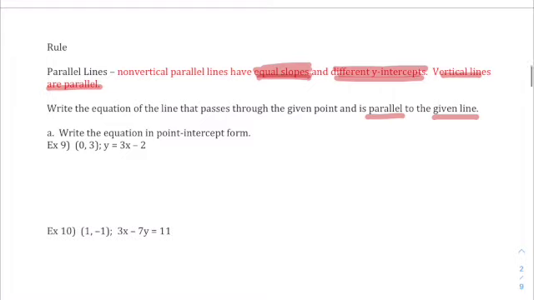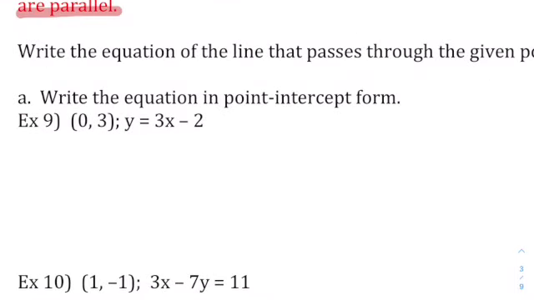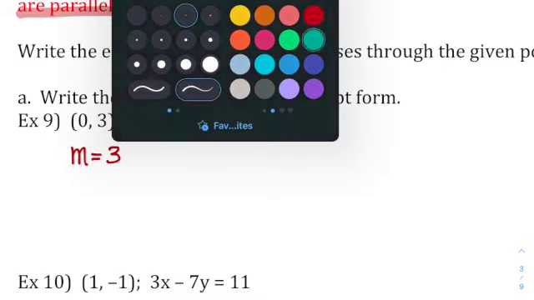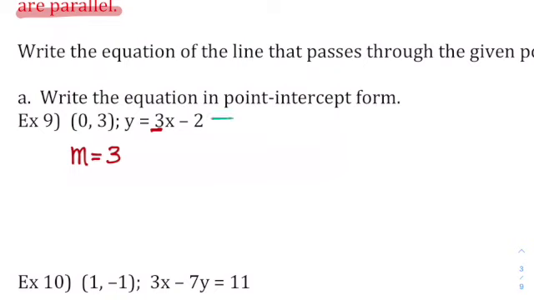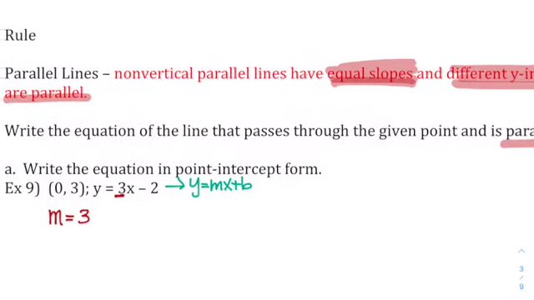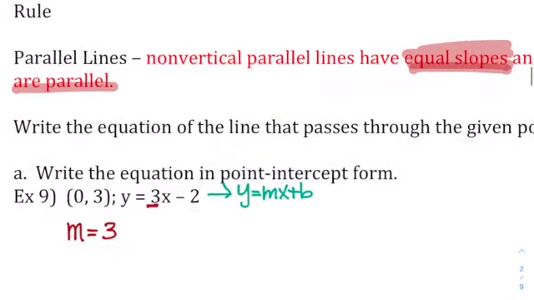So if you look at the equation, the slope is m, and in this case m is 3 right here. The reason I know that is because this is in y equals mx plus b. So the number in front of the x is going to be your m. And your b is the y-intercept, which is negative 2. Now, the problem is they want you to write the equation with the same slope passing through the point (0, 3).